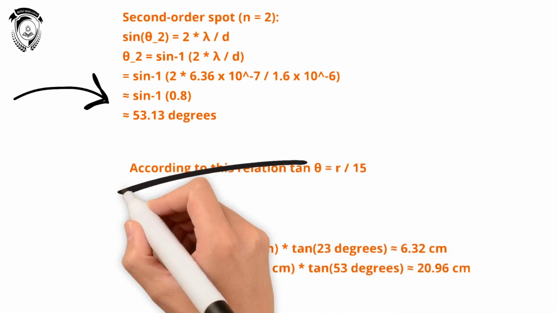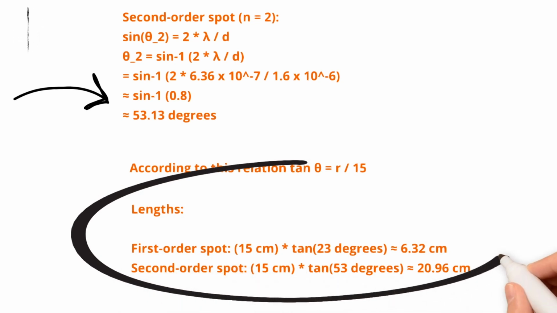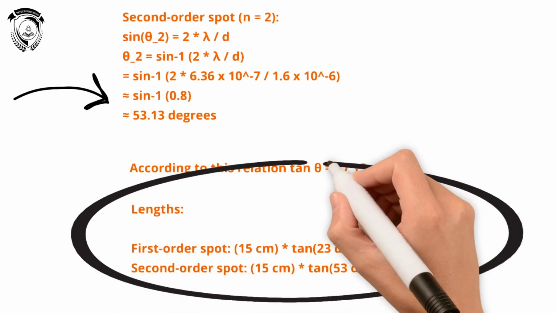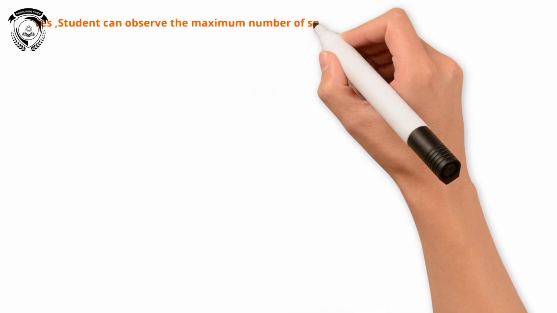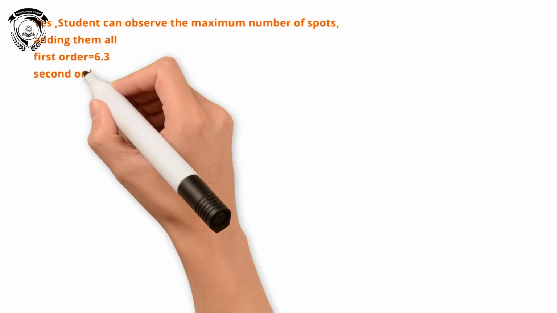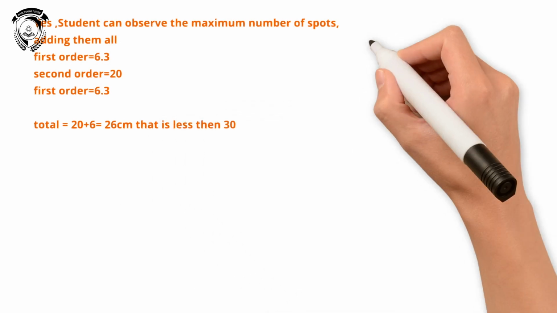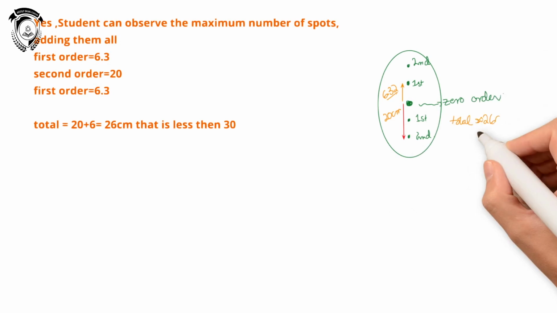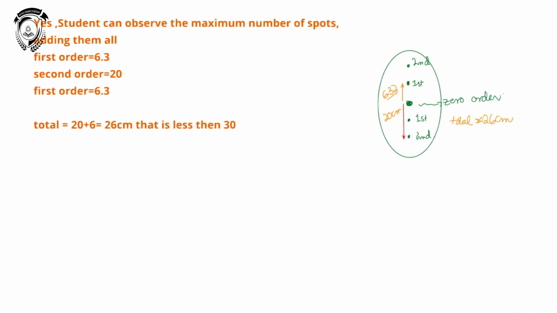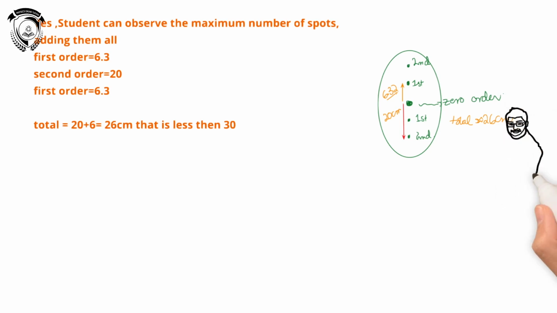For the first order spot, we have 23 degrees as the angle. Using that, I can calculate the distance from the center, and it comes up to be 6.32 centimeters. For the second order spot, the distance is about 20.96 centimeters. So these are the two lengths. If you look at the diagram on my right, from the zero order to the first order, the length is 6.32, and from the zero order to the second order, the length is 20.96 centimeters.